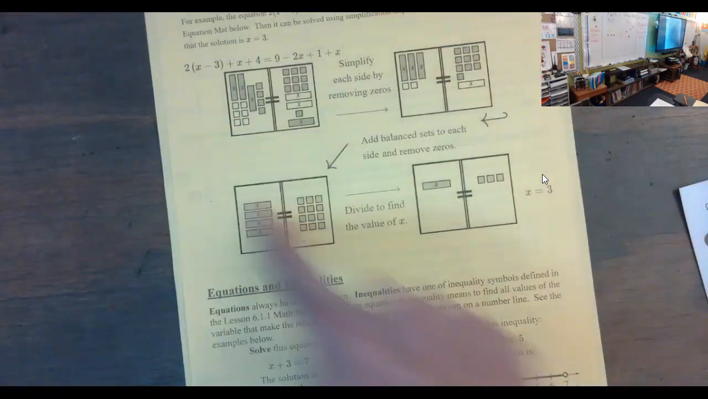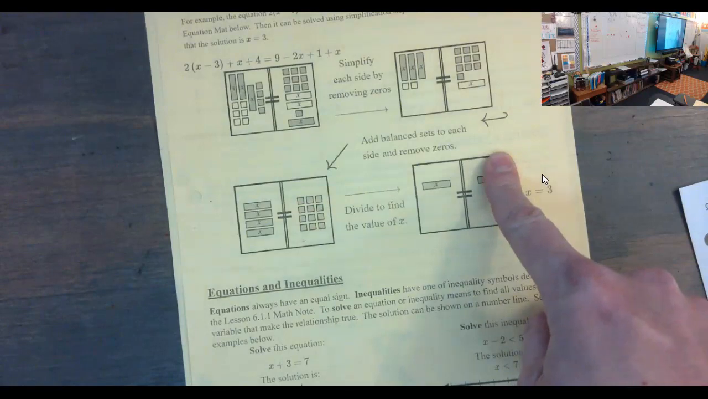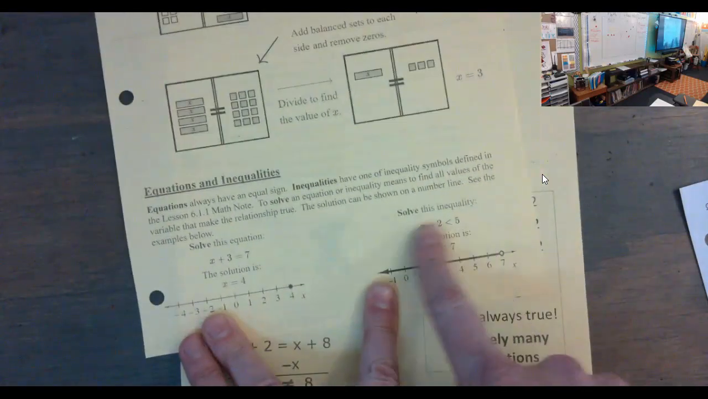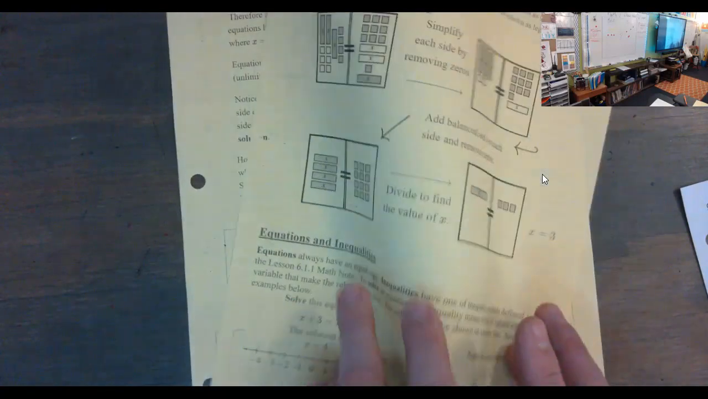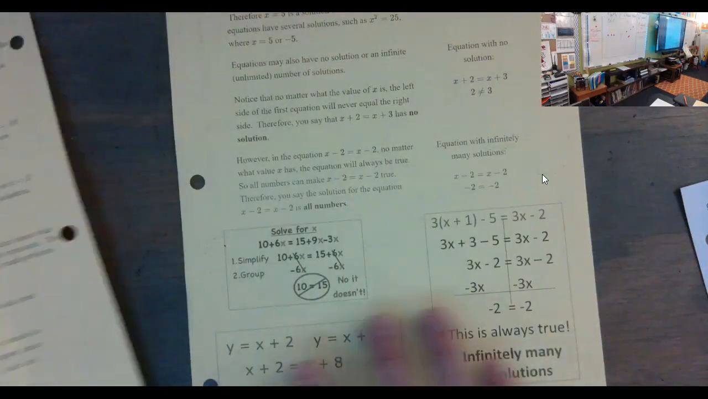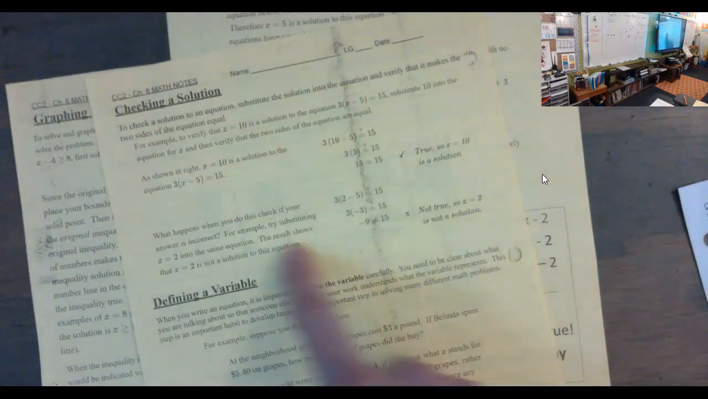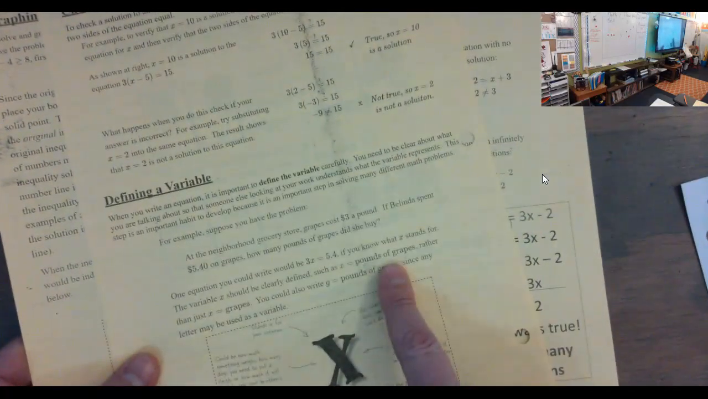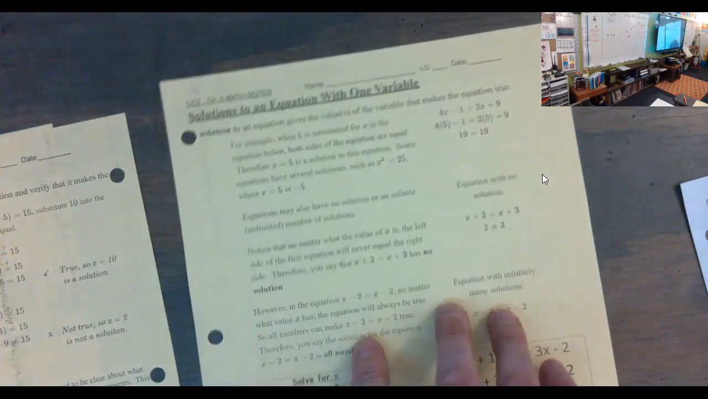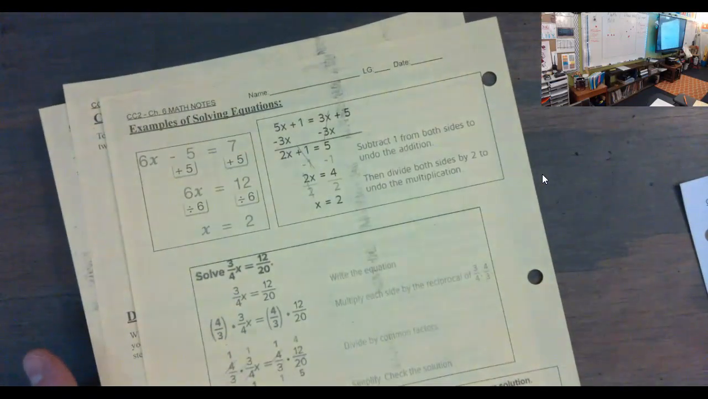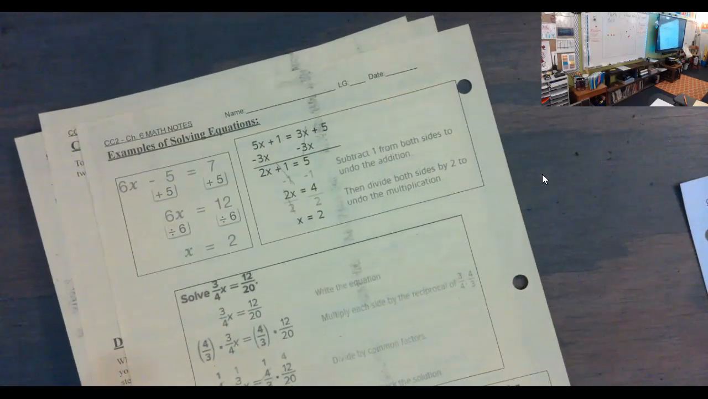So, equation mats, we've been doing this. Now we're going to get down to inequalities today. So now we go equations and inequalities. If we keep going, we talk about how to check a solution, how we define variables, and how we can actually figure out the solution. And guys, the back of this is just a bunch of examples of, oh, you're trying to solve this equation, here's what you do.